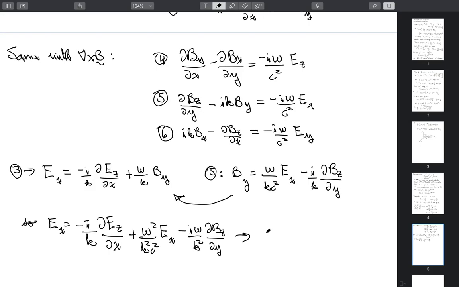So 1 minus omega squared over k squared c squared times Ex is equal to, I can factor out the minus i, say I do minus i over k squared factorization, and then what do I get? I get k times dEz/dx plus omega dBz/dy.